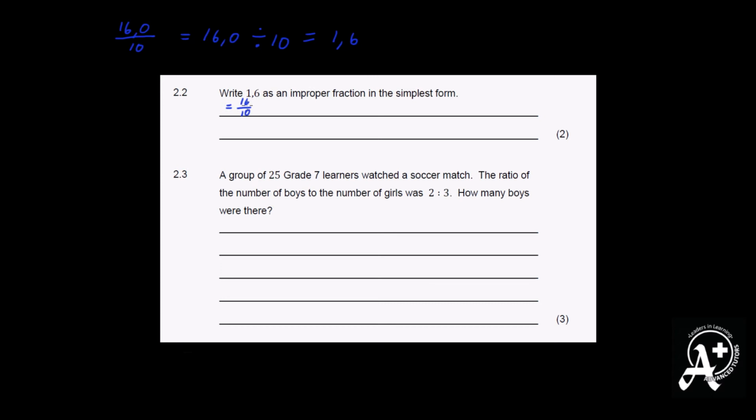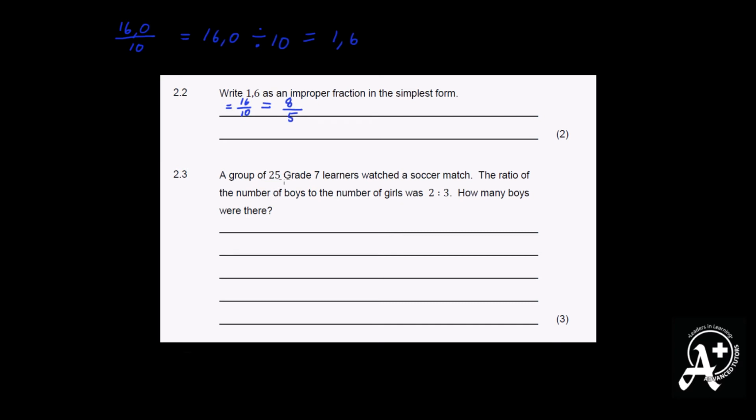So hence I'm saying 1.6 is the same as saying 16 over 10, but we know that our fraction here is not in its simplest form yet. So what can divide in the top and the bottom? We can take 2. So we've got 16 divided by 2 is 8, and 10 divided by 2 is 5. So 1.6 as an improper fraction in its simplest form is 8 over 5.